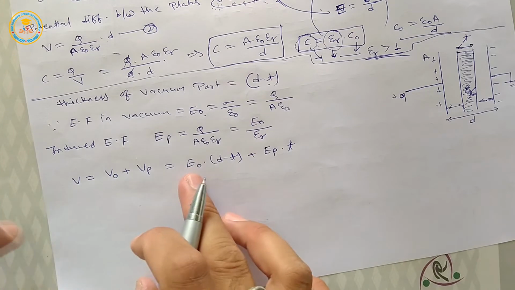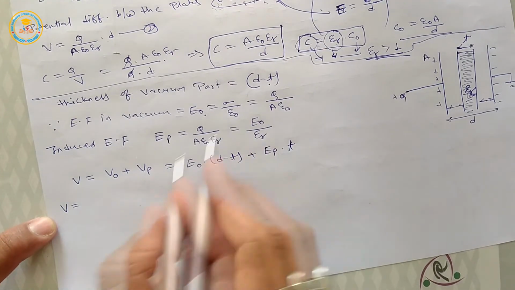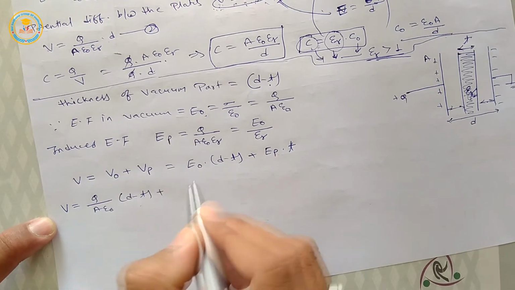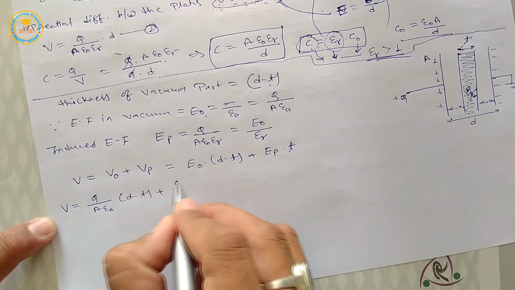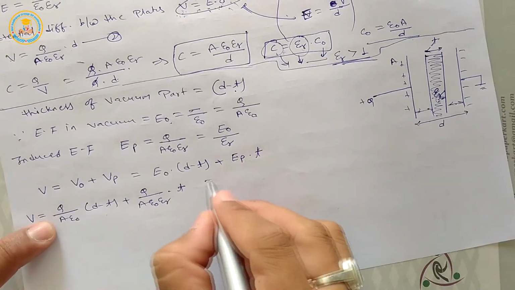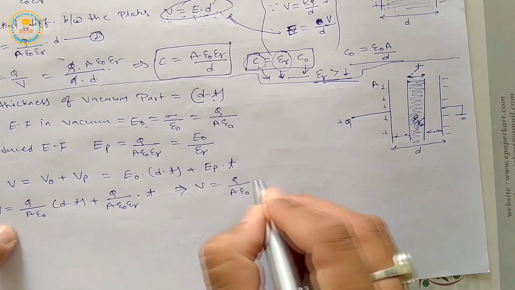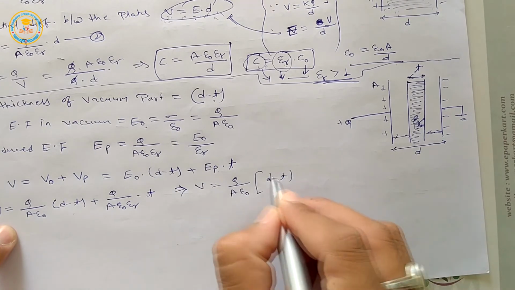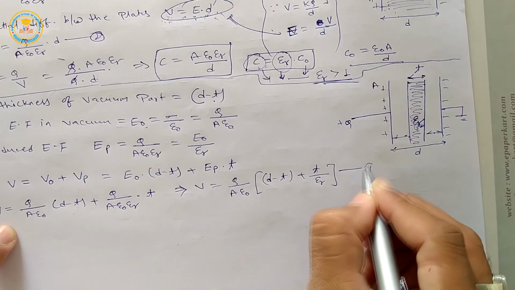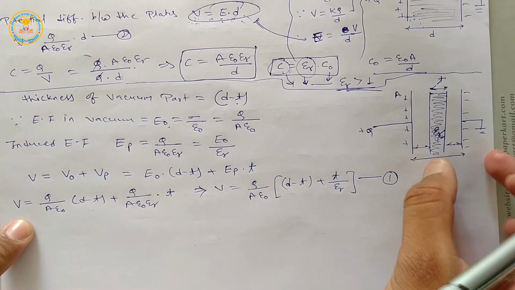Put the value of E naught and Ep, then we get V is equal to E naught, Q upon A epsilon naught, times d minus t, plus Ep, Q upon A epsilon naught epsilon r, into t. In this equation, we take Q upon A epsilon naught common, then d minus t plus t upon epsilon r. This is equation number 1. This is the resultant potential difference between the plates.